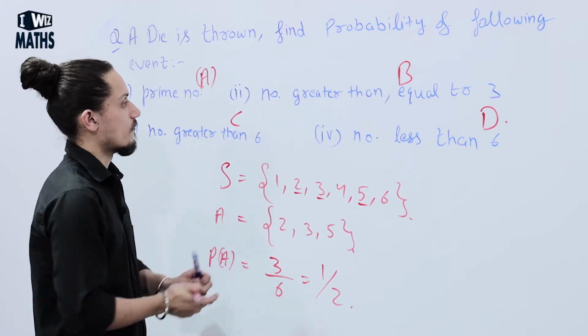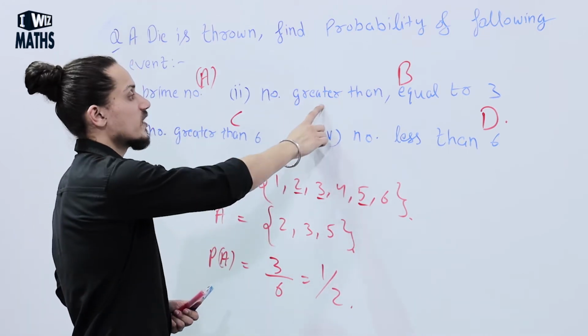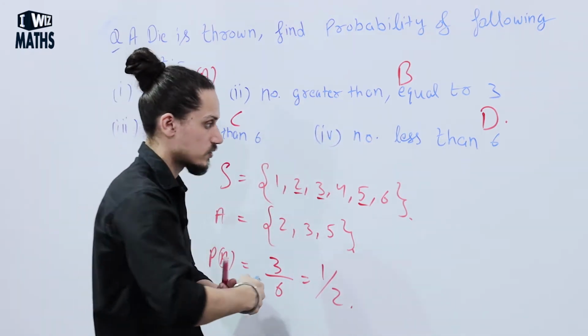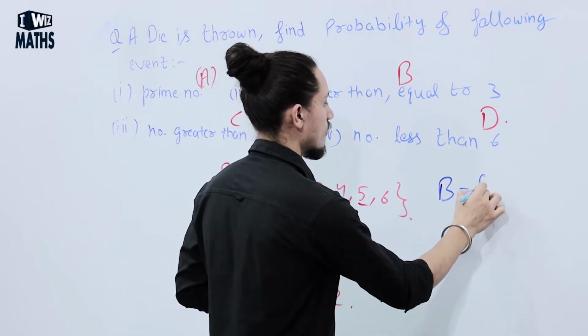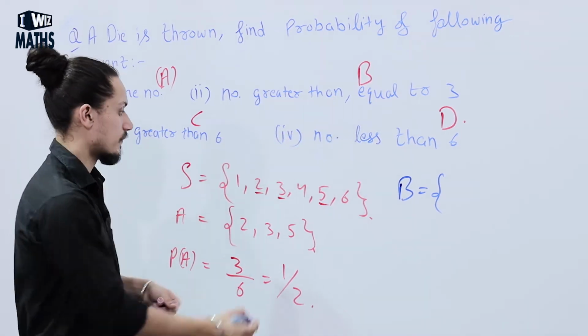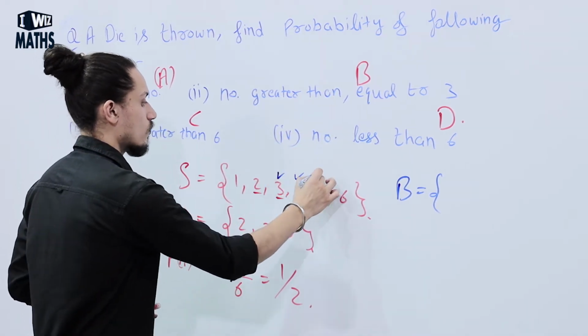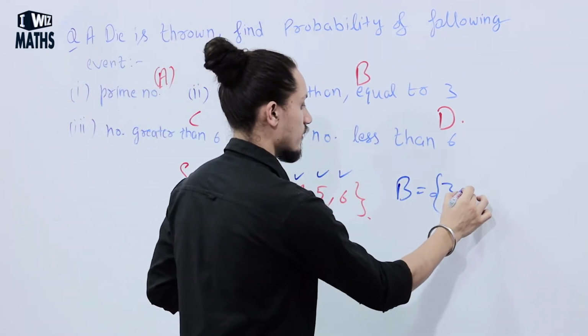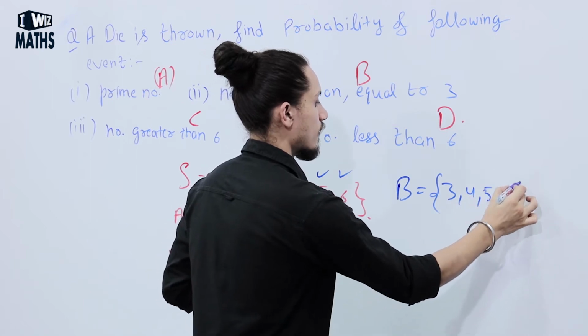Now second is event B. Event B is a number greater than or equal to 3. So the number of elements in event B will be equal to, now it is greater than or equal to 3, which means 3 will also be included. So 3, 4, 5 and 6.